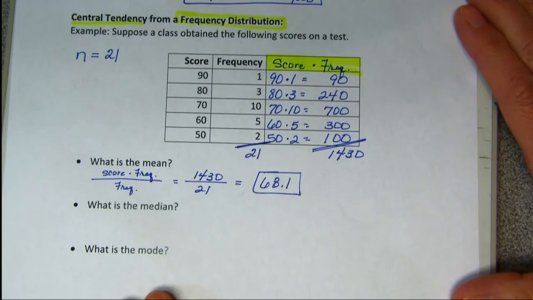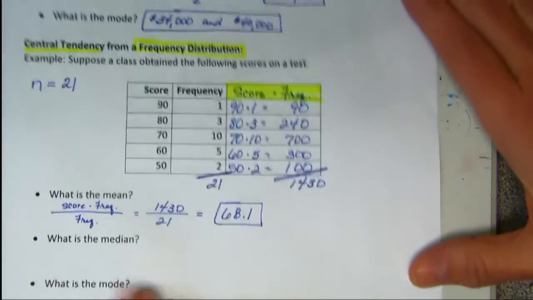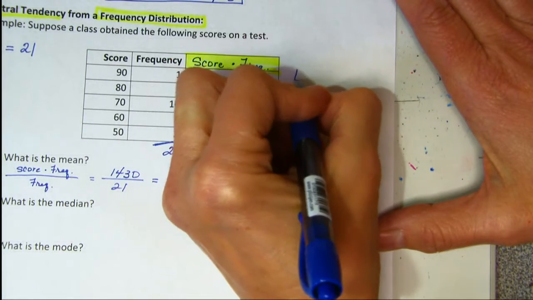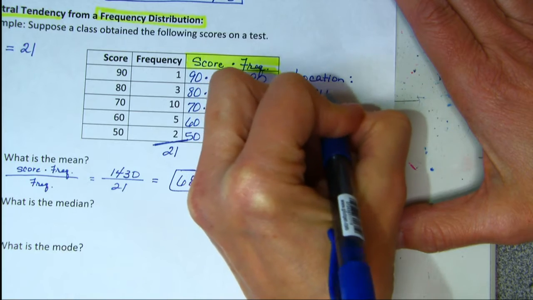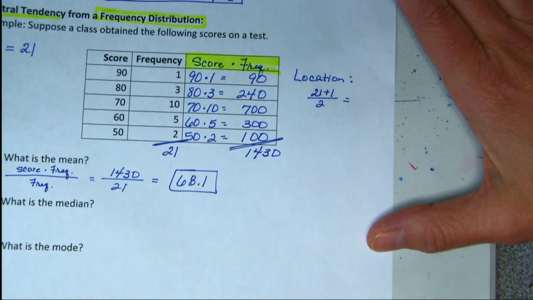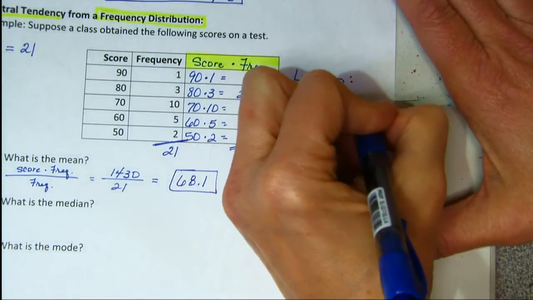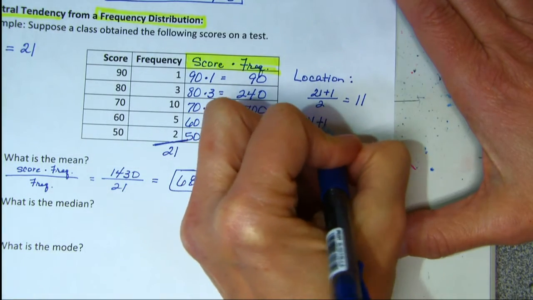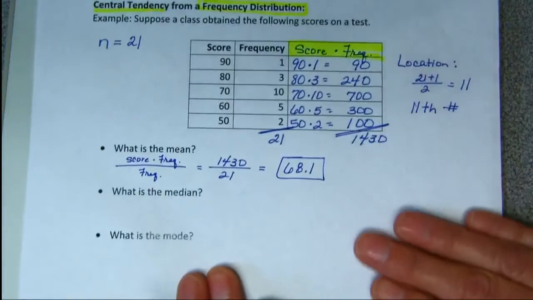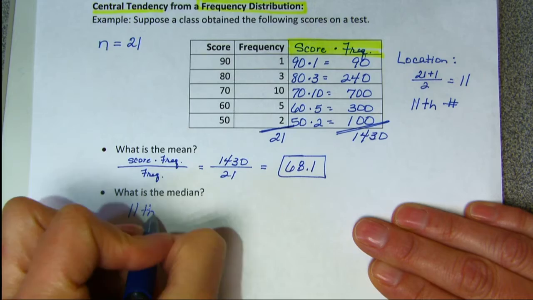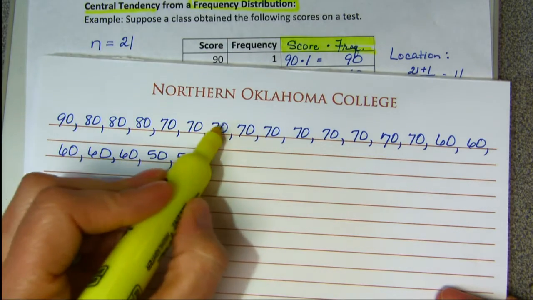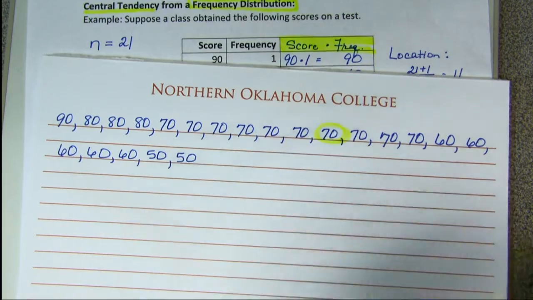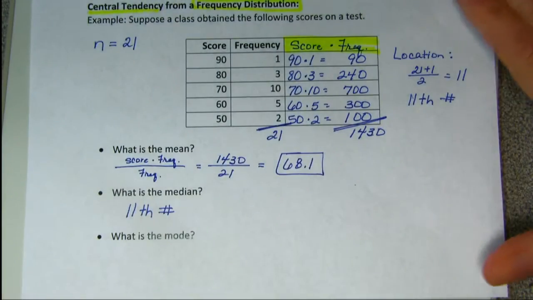All right, the median. The median is a little bit harder to locate, okay? So I'm going to come up here and do my formula to find the location. That is n plus 1 divided by 2: 21 plus 1 is 22, divided by 2 is 11. So it tells me the median is the 11th number, okay? If I came over here, I could just go 1, 2, 3, 4, 5, 6, 7, 8, 9, 10. It's the 11th number, so my median is 70.